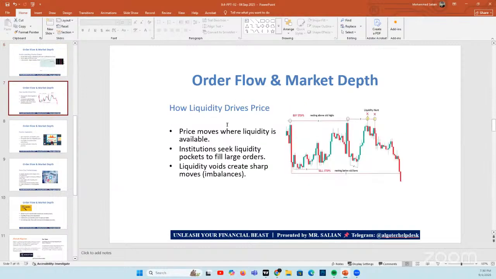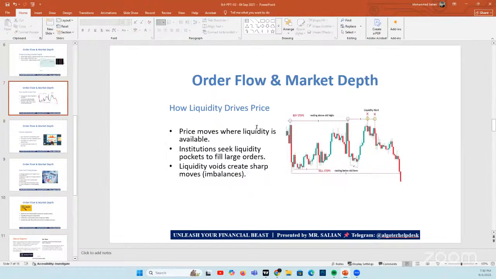Okay, liquidity, as you all know, when there's a stop hunt, these are all equal highs, but it wicked here and then eventually went to the downside. So that's how liquidity drives the price. Price moves where liquidity is available. Institutions seek liquidity pockets to fill large orders. So they place their orders there, make the stop hunt, and then push the price more to the downside. Then liquidity voids create sharp moves and imbalances.